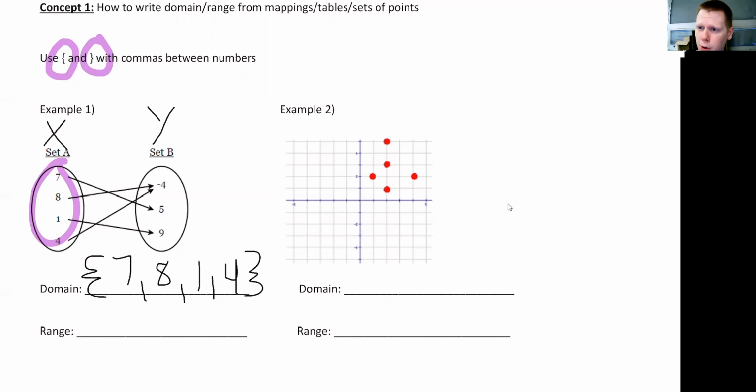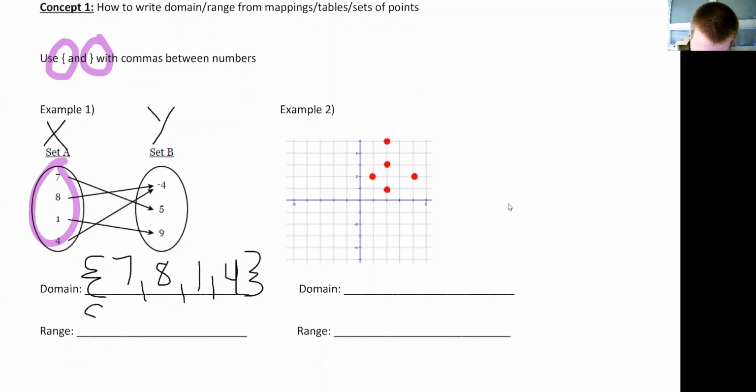But like I said, if you want to reorder them, if you wanted to do 1, 4, 7, 8, because it makes you feel better, like you're more organized, that's not a bad thing. Personally, I've just never thought it was a big deal because technically it doesn't matter what order you have them in your set. It's still the same domain.